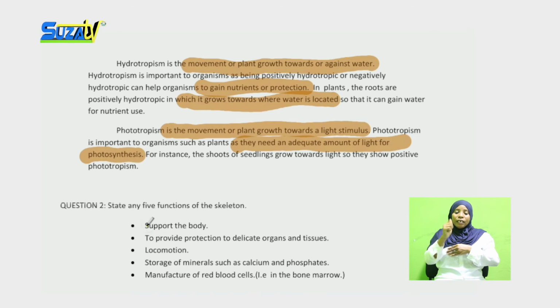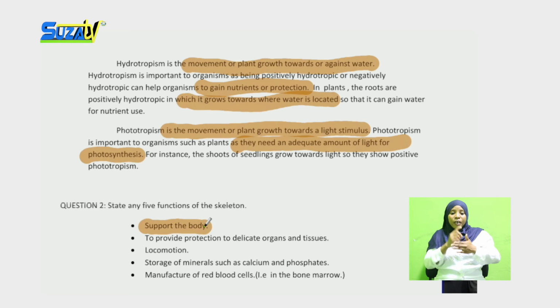First of all, to support the body. One function of the skeleton is to support the body in such a way that the body does not fall down. For instance, if human beings did not have the skeleton, they would not have any shape. They would not be able to stay stable, or even straight. So the skeleton acts as a support for the organism.